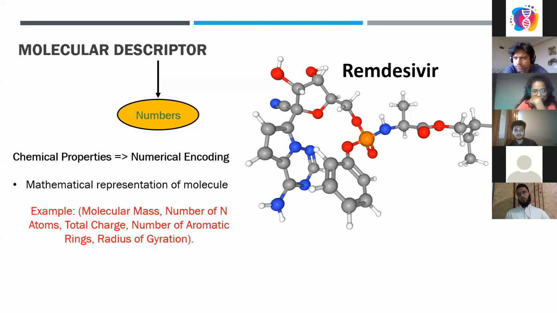These numbers are of course chemical numbers. These are not arbitrary numbers. All these numbers are based on some specific chemical characteristic of a molecule, but we calculate them, and then we forget the molecule and keep these numbers.